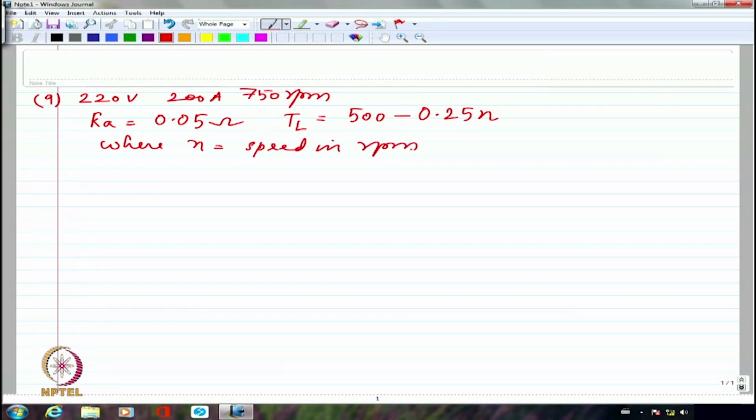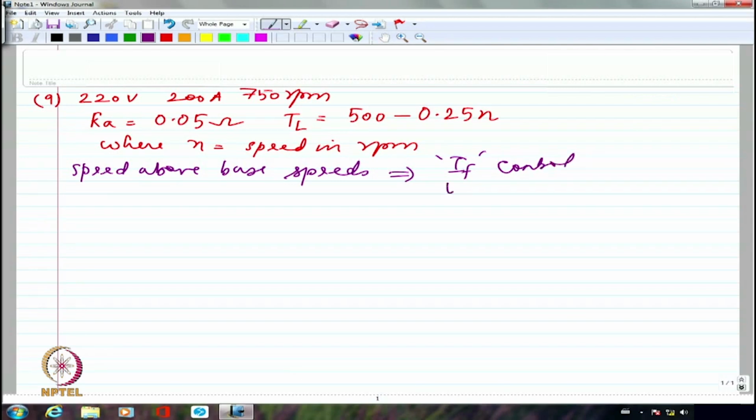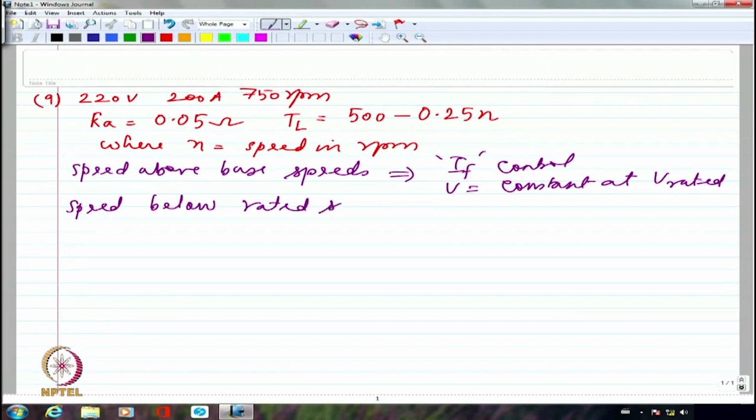Okay? And it is given that speeds above base speed are obtained by IF control. That means V is held constant at rated value. Right? And speeds below base speed or rated speed are obtained by VA control. And I am assuming IF is held constant. Normally that is how it is done.